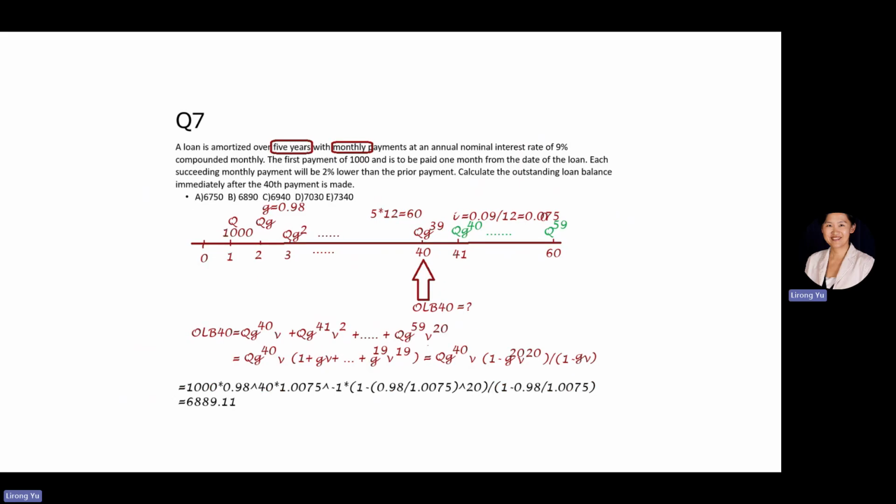So that's the calculation. 1,000 times 0.98 to the power 40 times 1.075 to the power -1 times 1 minus 0.98 over 1.075. That's the V. The G is 0.98. The V is 1 over 1.075 raised to the power 40, and then the denominator is 1 minus G times V, which is 0.98 over 1.07. This gives us the whole calculation. It looks like the answer should be B.